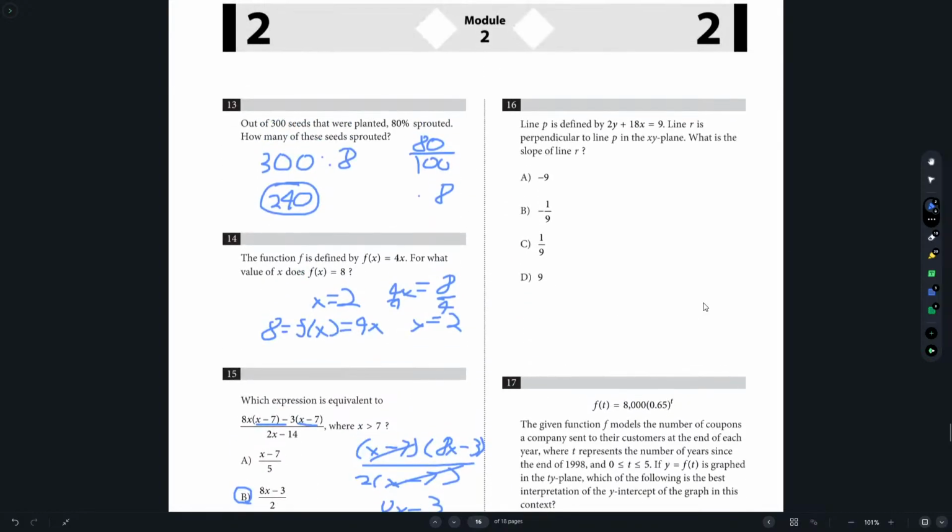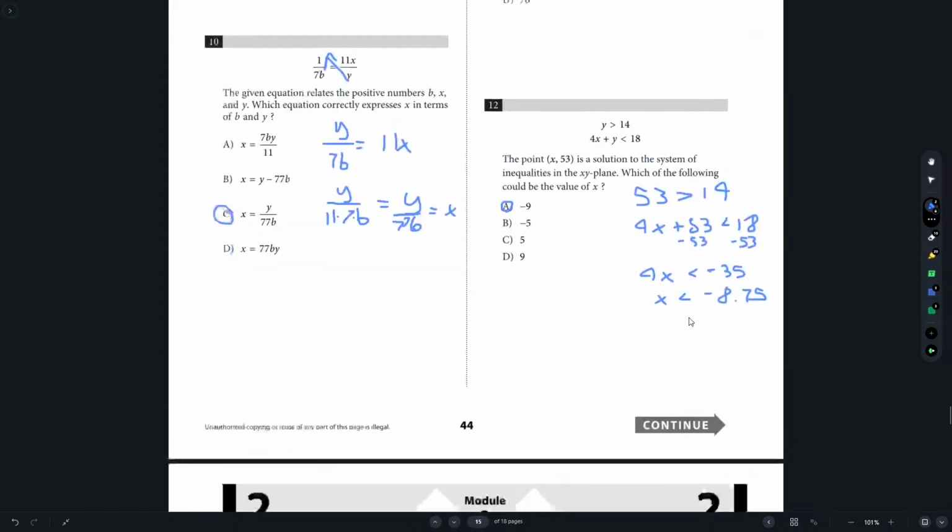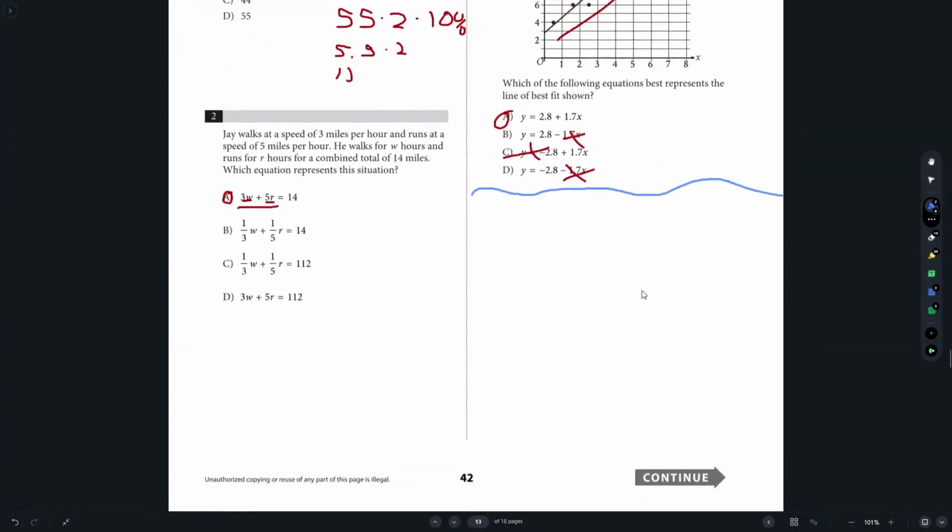Line P is defined by 2y plus 18x. Here, let's look at this problem.